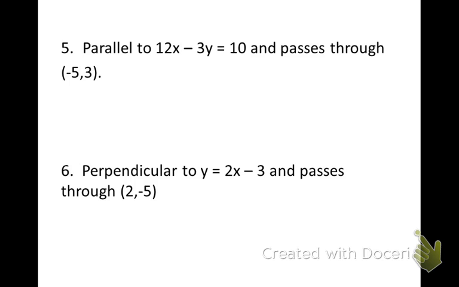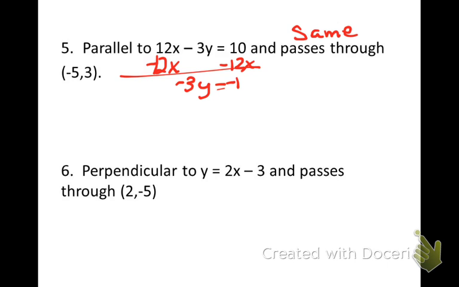Alright, this time I want to find a line parallel to this. Well, I know parallel lines have the same slope. Remember that. So what do I need to do? I need to get this in the form so I can find the slope. So I'm going to subtract 12x from each side. I get -3y equals -12x plus 10.